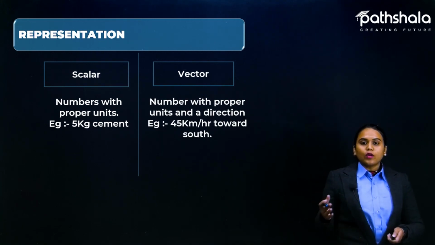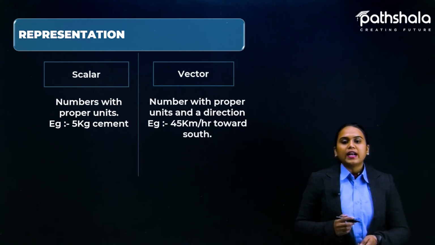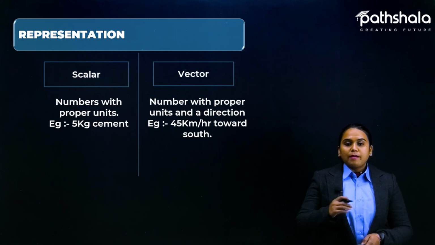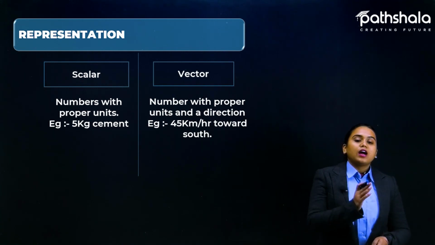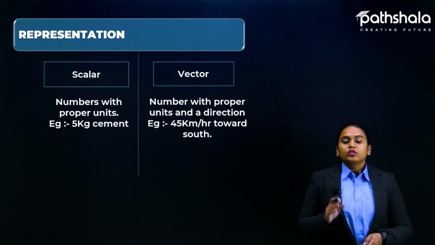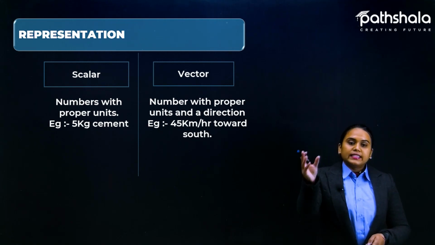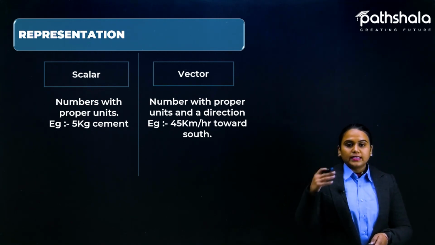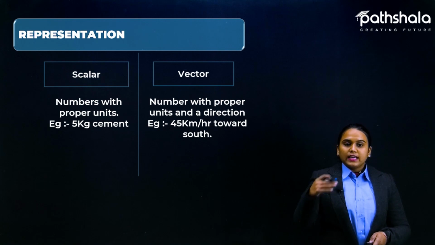The vector quantity is a number with the proper unit and direction. If I say 45 km per hour towards the south direction, this is a vector quantity. This is velocity, which is a vector quantity.